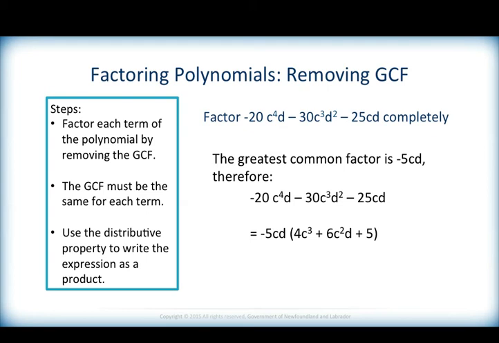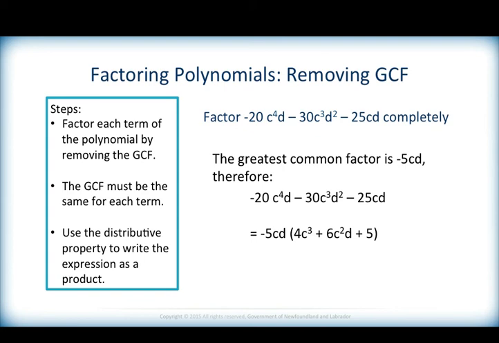Next, we need to look at the c variables. We have 4 c's in the first term, 3 in the second term, and 1 in the third term. The highest we can remove there will be 1c. If there's only 1c in the third term, we can't remove any more from that. Very similar, we'll look at the variable d. We have 1d, 2d, and 1d again. The highest d that we can remove will be 1. Therefore, the greatest common factor has to be negative 5cd.